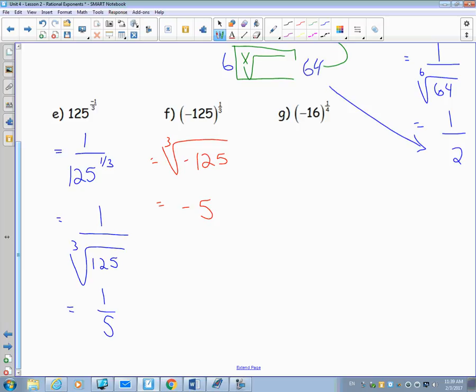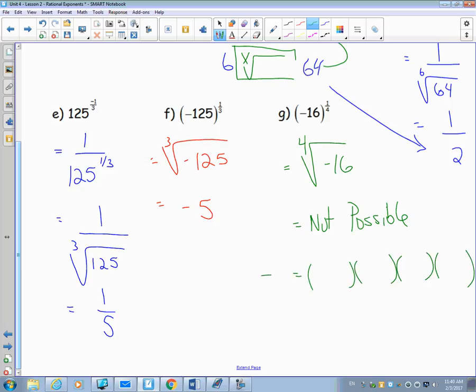Last one, 4th root of negative 16. What number times itself 4 times makes negative 16? This one is not possible. Right? Whenever I want to take a 4th root, something times itself 4 times, there's no way I can end up with a negative number. Because these 4 things inside the brackets all have to be the same, they can't all be negatives because 4 negatives makes a positive.